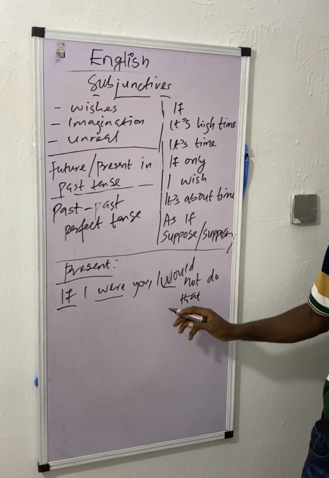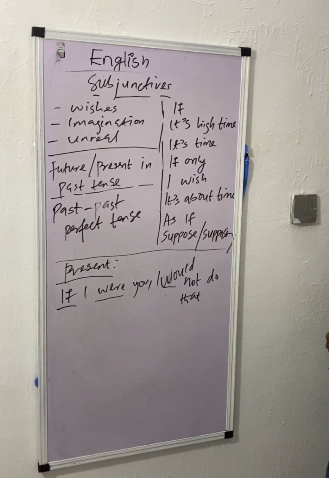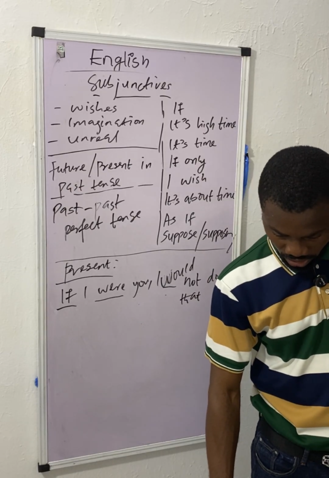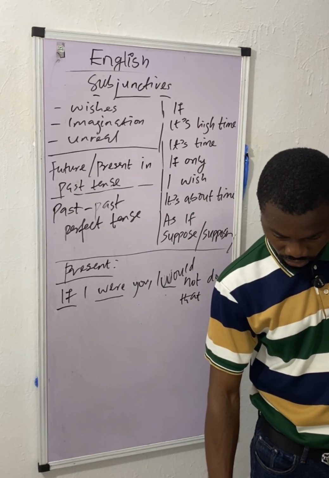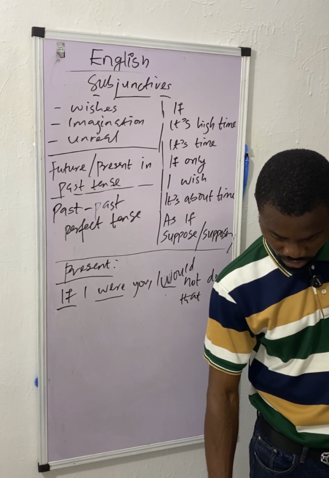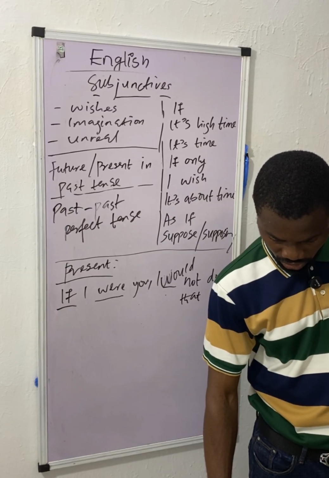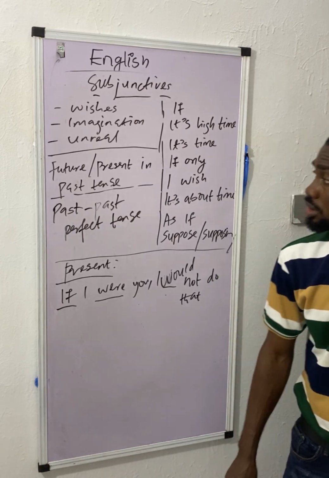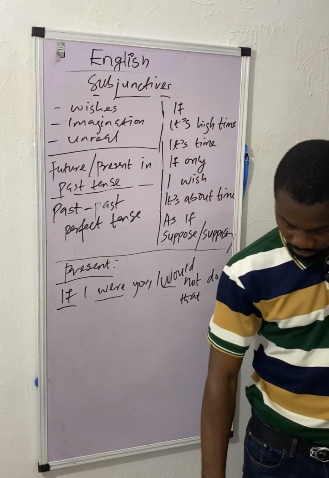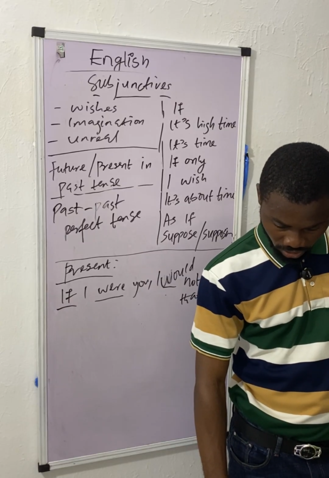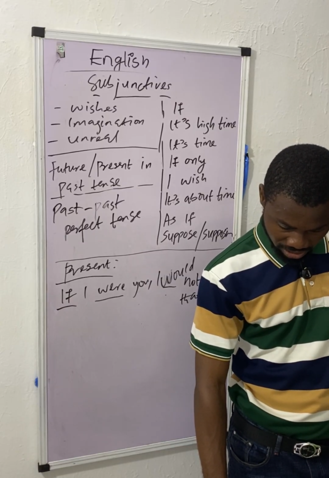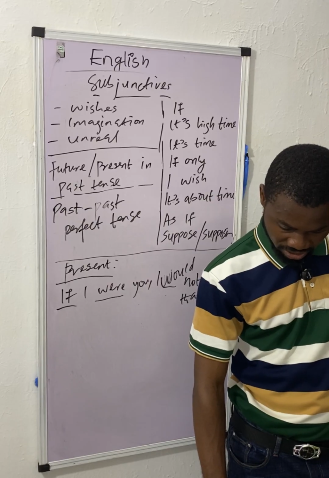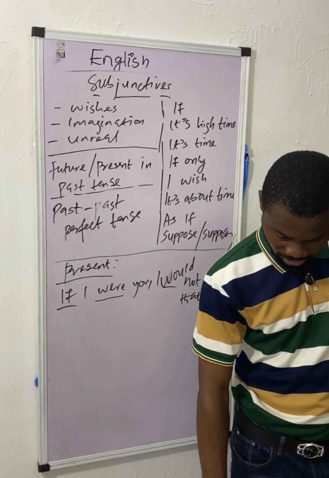So if you go and put will here, that's going to give you issues. I would not do that. So present is also expressed in the past tense, and the past is expressed in past perfect tense. All right, so that's that for that.